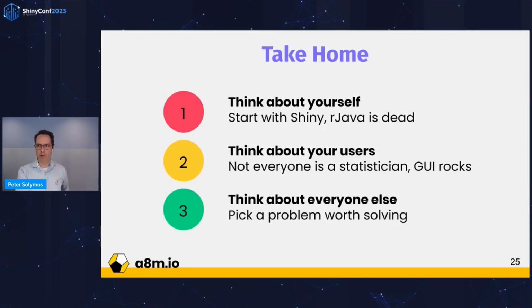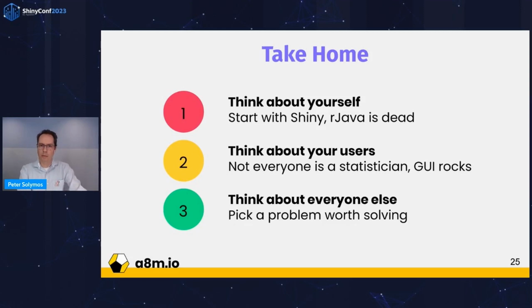So if I have to summarize it in 3 points, what I would advise to my previous self or someone who is embarking on a similar task today, you have to think about yourself, your users, and everyone else on the planet. So if you're thinking about yourself selfishly, just start with R. Don't try to use Java unless you really have to. But in this case, Shiny worked beautifully.